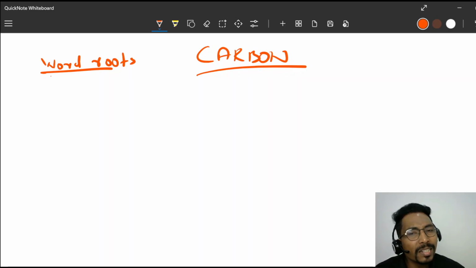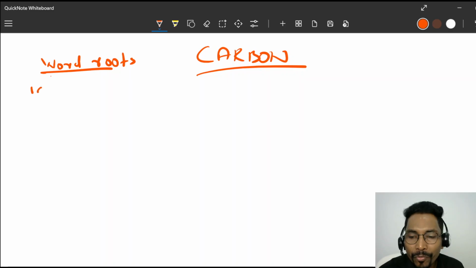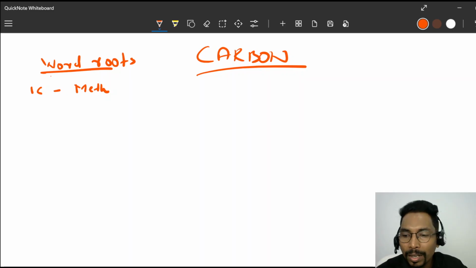Okay, like first of all, organic compounds means what? Organic compounds means that is made up of carbon. Carbon based compounds are called organic compounds. Carbon has certain properties like it can form long chains. That property is called catenation power. I hope all of you know that. So if only one carbon is present in the compound, you can use the word root meth. Meth means one carbon.